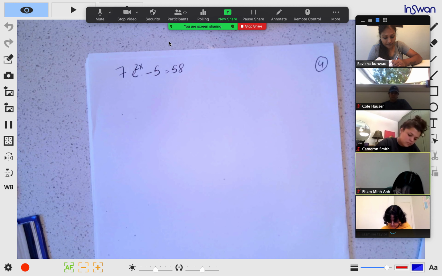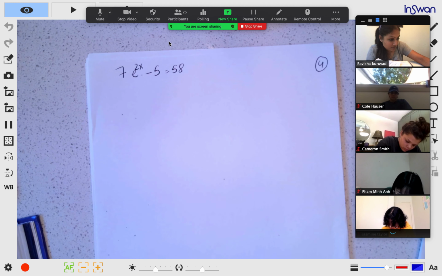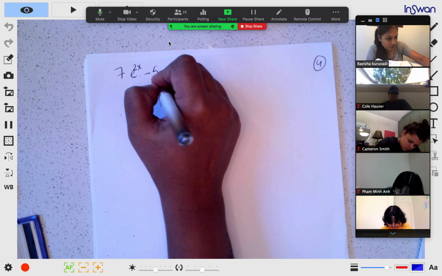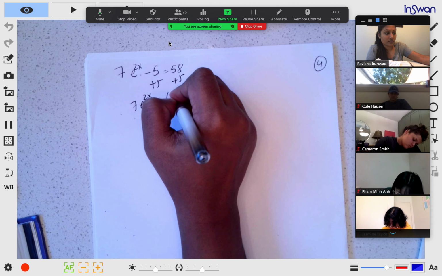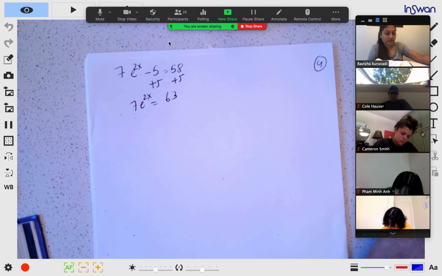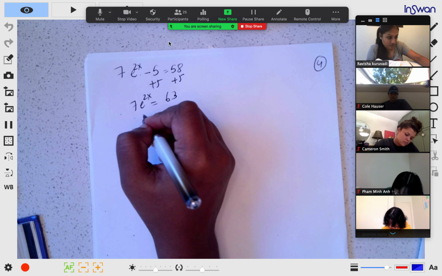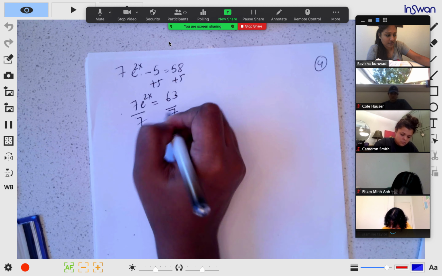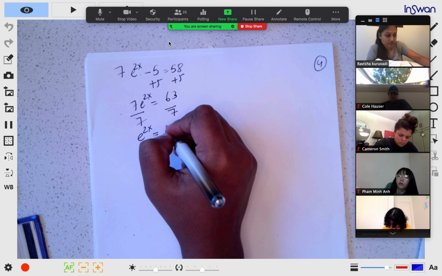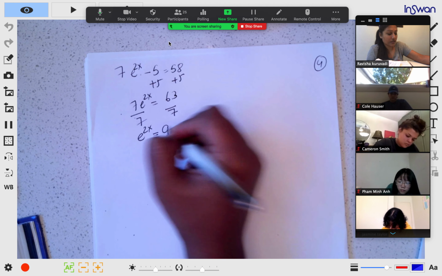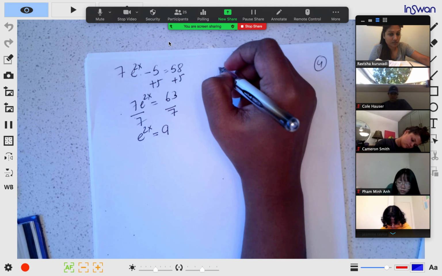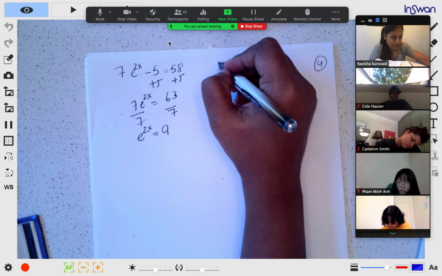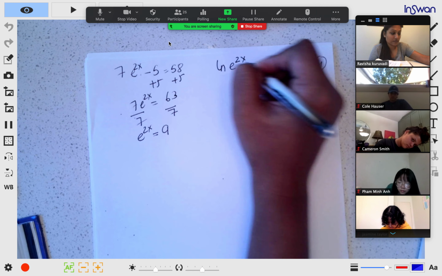Okay. Our first step would be adding the 5 to the other side. You get 7 e to the power of 2x is equal to 63. And then we get rid of our 7, so divide by 7. You get e to the power of 2x as 9. Then what's the next step? Since there's no 10, it's going to be ln e to the power of 2x equals ln 9. Yes, correct.